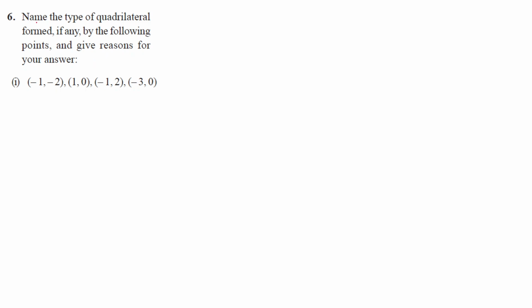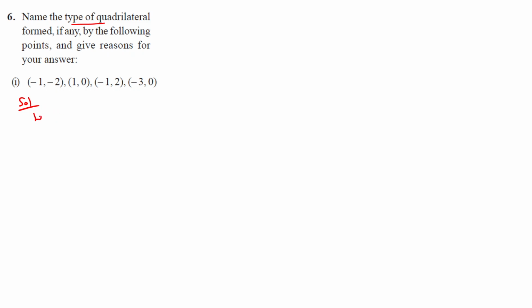Sixth question, name the type of quadrilateral formed, if any, by the following points and give reason for your answer. Okay, so they have given four points. We need to assume A point, B point, C point and D point, and we need to find the consecutive distances. And finally, we need to say from the answers what type of quadrilateral they have formed. Okay, so let's start.